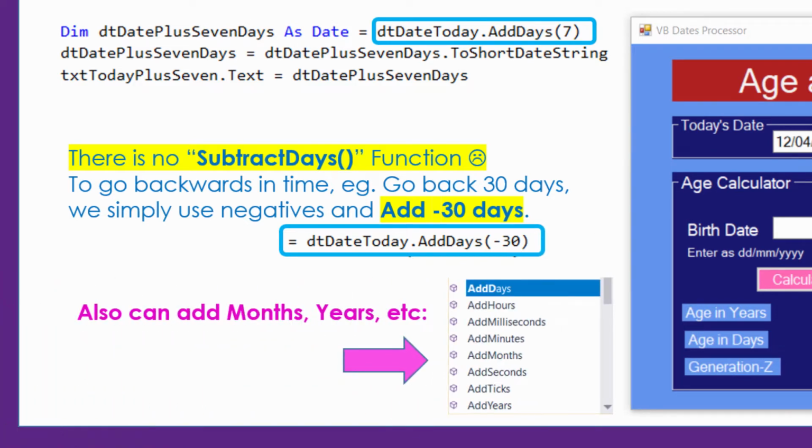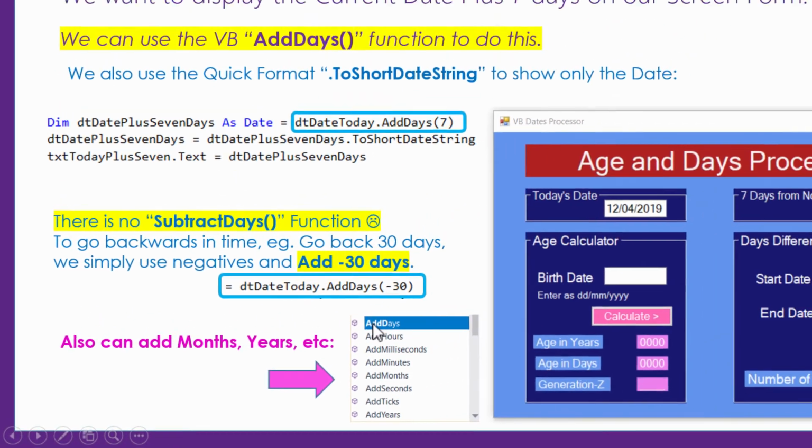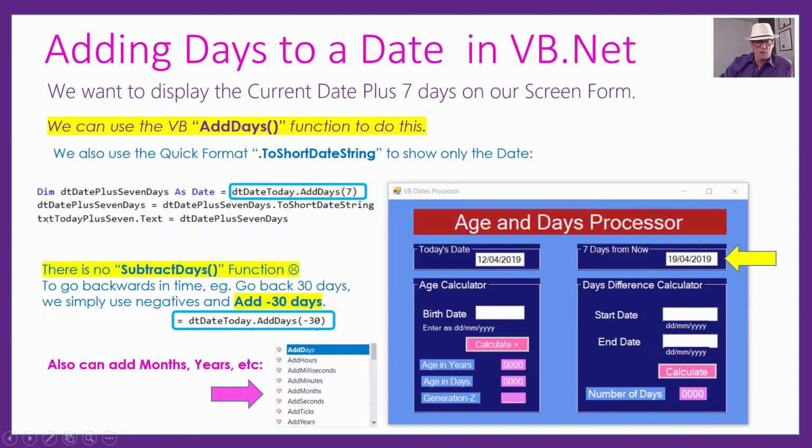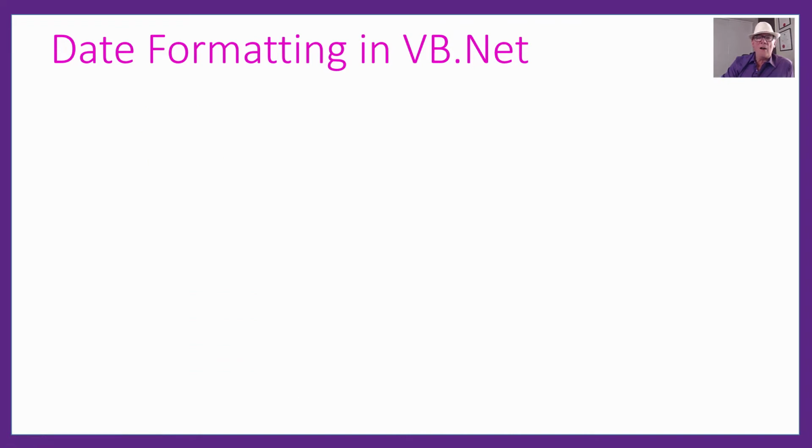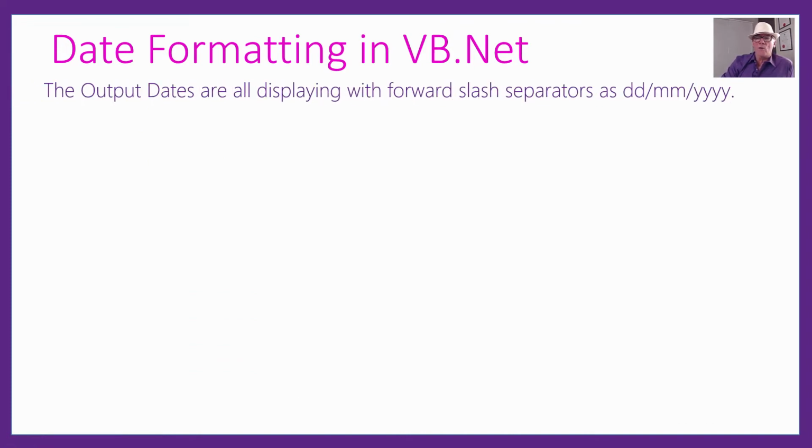So you can also add months and years onto your date as well. There's a whole lot of these functions. There's .AddHours if you're doing time, AddSeconds, AddMonths, all those sort of things can be used. All right, now let's look at this date formatting.